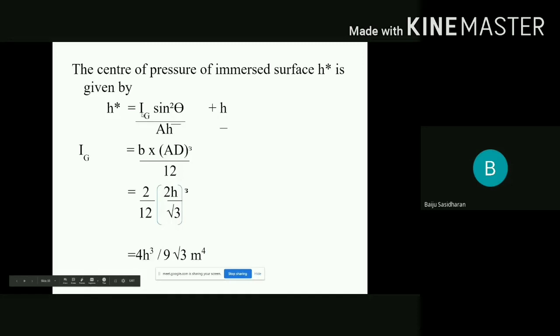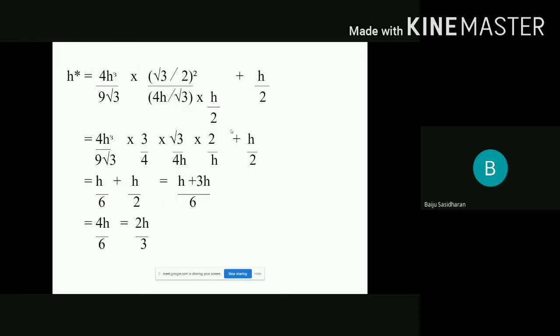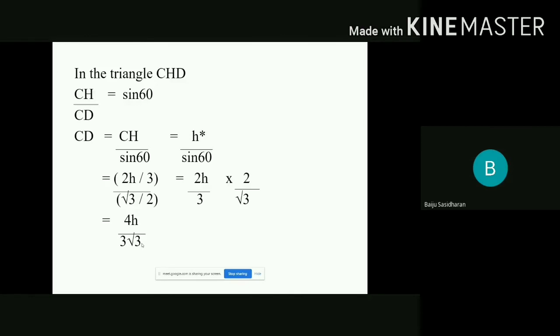That is 4H cubed divided by 9 root 3, into sine square 60, divided by the area of that plate into H bar. What is that H bar? AD by 2 into sine theta. Then substitute those values, and finally you will get H star is equal to 2H by 3.